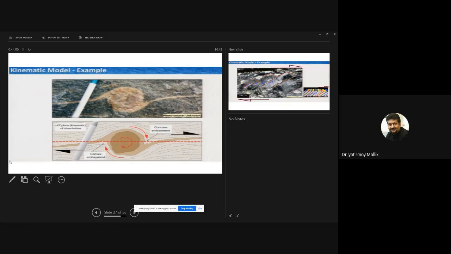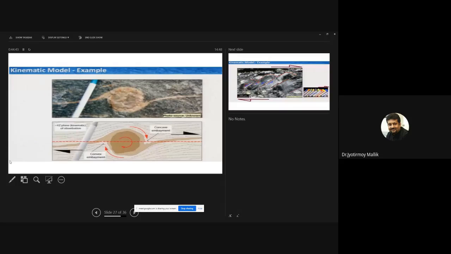Okay, but let's look at some of the interesting kinematic model. So of course, you cannot do a kinematic model unless you have done a geometrical model. So the first thing is to describe the geometry. Okay, the first thing is to understand the geometry, describe the geometry. Once you are done with your geometry, the next step is the kinematic model. Okay. Kinematic model is the process of understanding the steps by which an undeformed rock transformed into a deformed rock, the final geometry that you are observing.